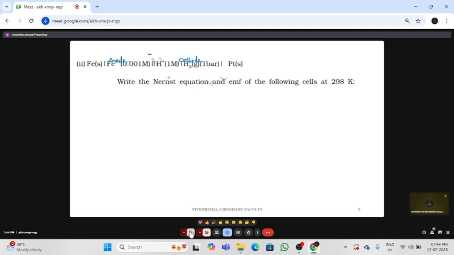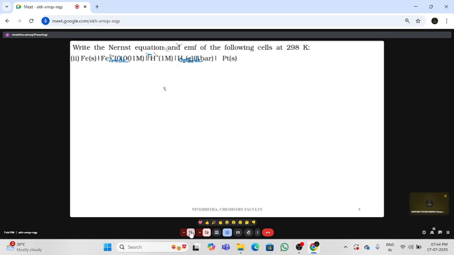Which is the left side to the salt bridge? I've written the anode cathode. Fe2 plus. So iron will get oxidized and hydrogen will get reduced, right? So actually, this is the question. Could you please read this question? Write the Nernst equation and EMF of the following cells at 298 Kelvin.